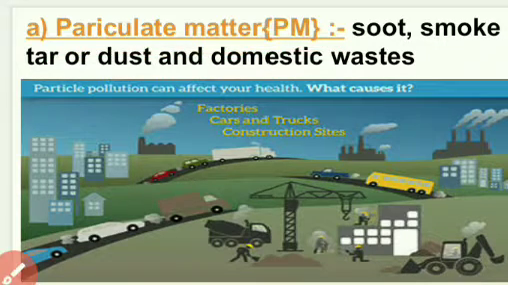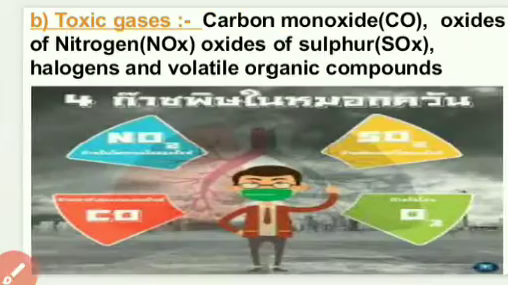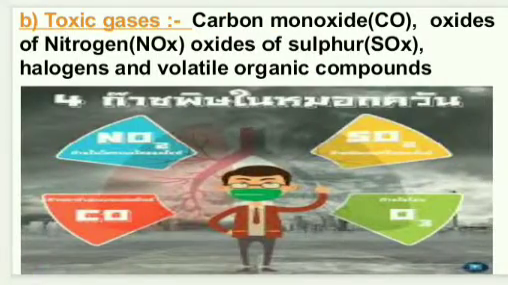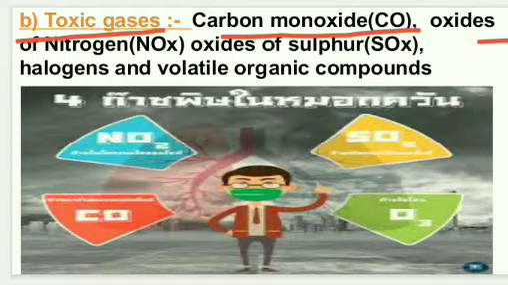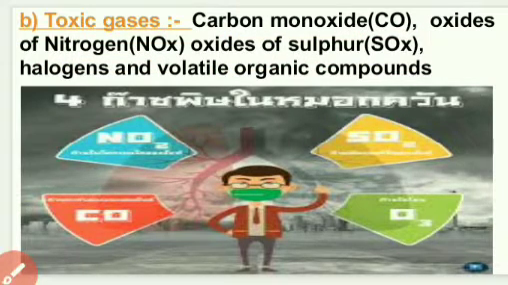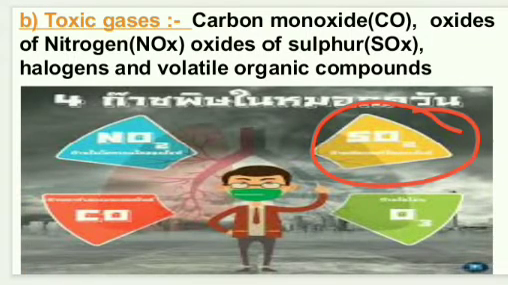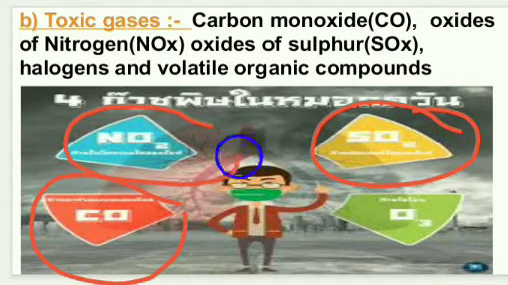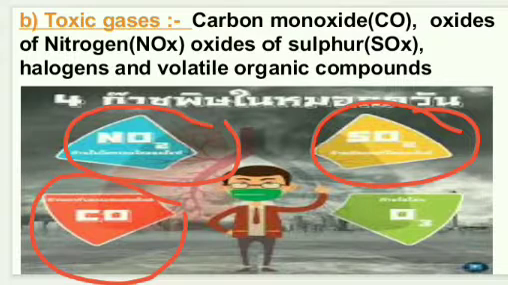Second important air pollutant is toxic gases. Now the toxic gases are carbon monoxide, CO, then oxides of nitrogen, NOx, oxides of sulfur, that is SOx, halogens and VOC, that is volatile organic compounds. So here we can see toxic gases like SOx, oxides of sulfur, then carbon monoxide, oxides of nitrogen, that is NOx. So these are the toxic gases. Along with these, halogens and volatile organic compounds are also there.